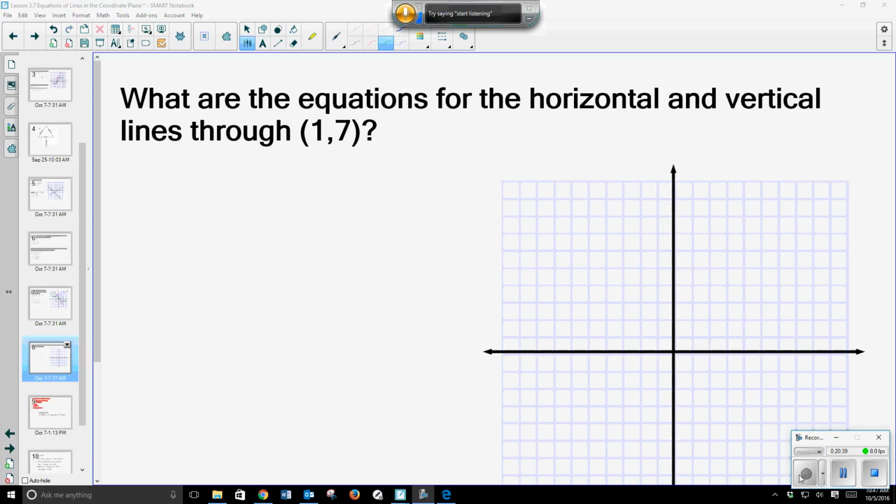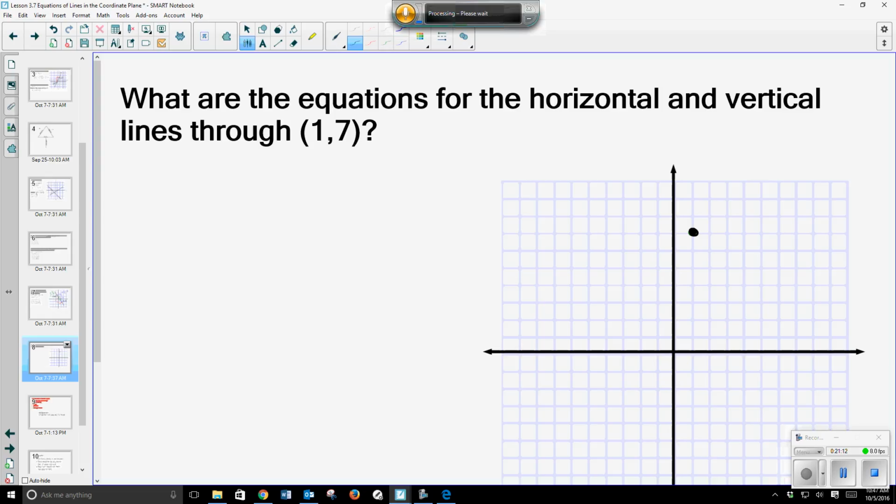Okay, last problem. What are the equations for the horizontal and vertical lines that go through point 1, 7? So first I'm going to graph that point. You don't have to. It doesn't tell you to graph this point in your book. It just wants to know the equations for the horizontal and vertical lines that go through that point. So if I go to 1, 7, there's my point.